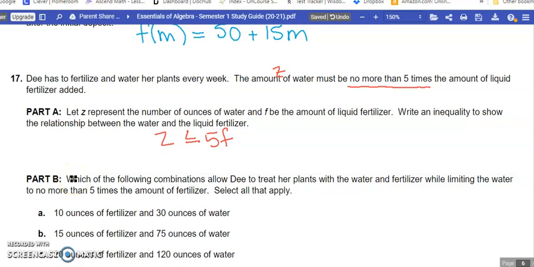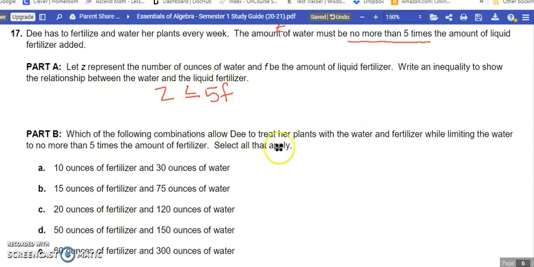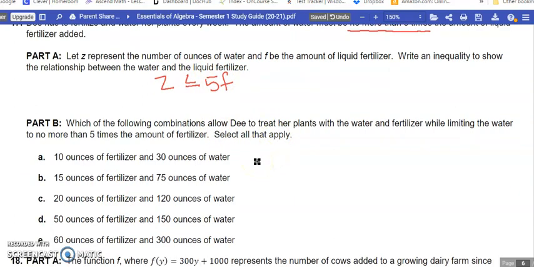Which of the following combinations allows D to treat her plants with the water and fertilizer while limiting the amount to no more than 5 times the fertilizer? So in other words, which of these statements is true according to our inequality, if we wrote our inequality correctly, which I think we did.